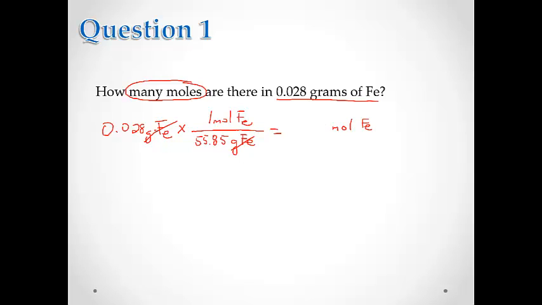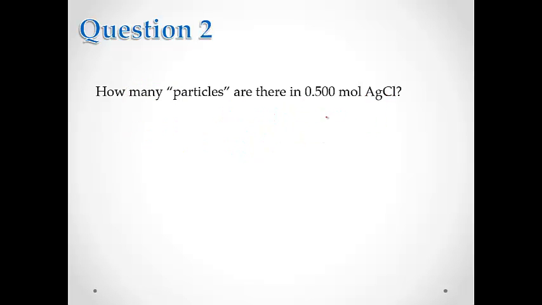And then just let your calculator do the rest of the work for you. So it comes out to be, and we kind of need it in scientific notation because I need 2 sig figs here. So it's going to be 5.0 times 10 to the negative 4th moles. Final answer, circle it. Okay, the next one, how many particles are there in 0.5 moles of the silver chloride?